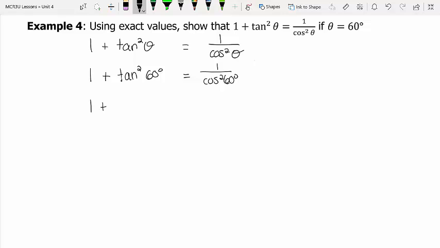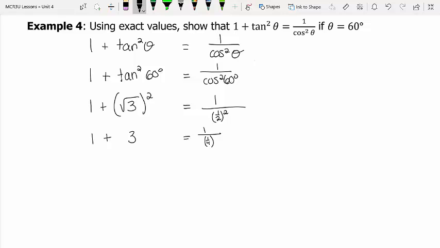What's tan of 60 degrees using your special triangles? It is root 3. And then we just square it. What is cos of 60 degrees? 1/2. And we're going to square that. Now let's simplify. Root 3 squared is 3. 1/2 squared is 1/4.